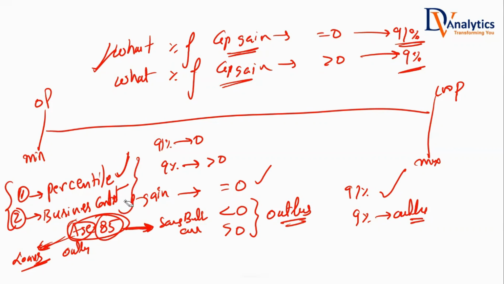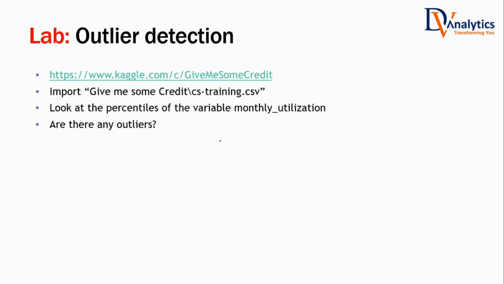Are you with me, everyone? Business context will decide and tell us sometimes what are outliers, what are not outliers. That's how you detect outliers. By using the percentile distribution, you will get to know where is the whole concentration of the population and whether there are any values that are very far away from the concentration of the population. To get a better understanding of this, we will take one more example. This time we will take some credit risk data.